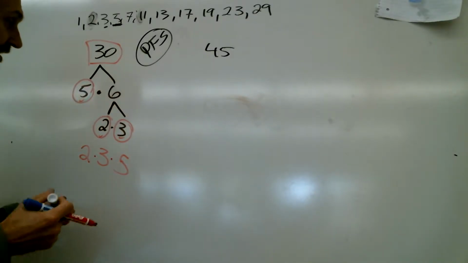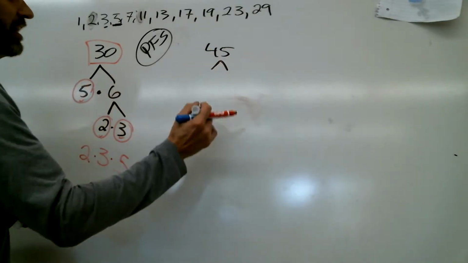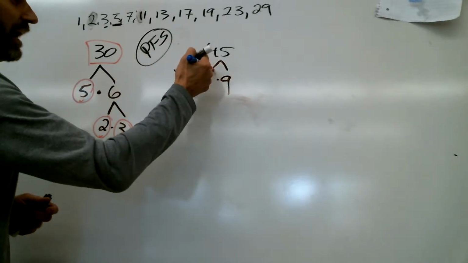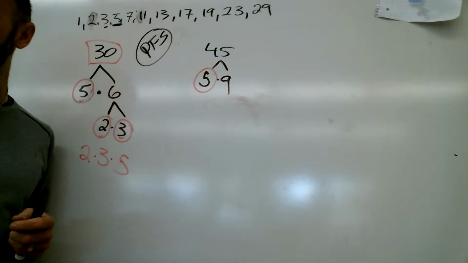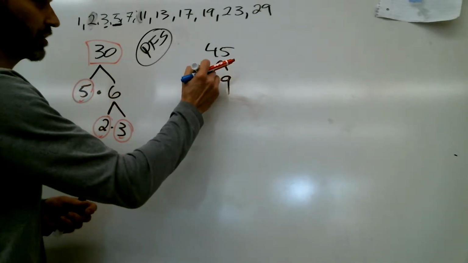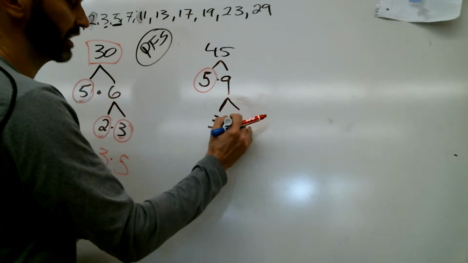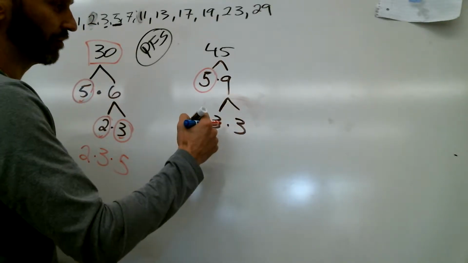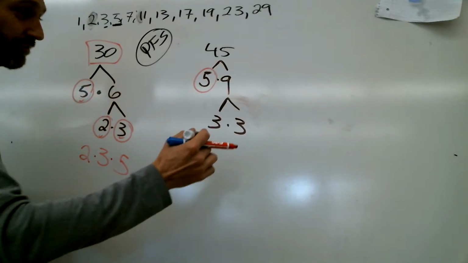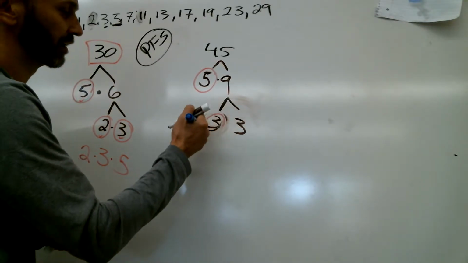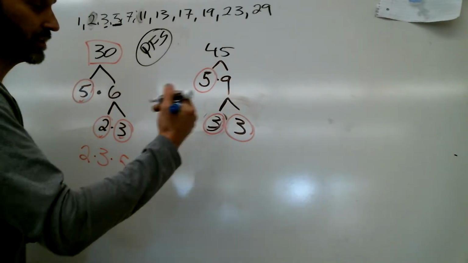Let's go to 45. So in 45, again, I can use 5. 5 times 9. 5 is a prime factor. 9 is not. If you're not sure, take a look at your multiplication sheet. 9 I can break into 3 times 3. Now, it's also like 3 squared, right? 3 times 3. So I'm supposed to circle that in red. There we go.